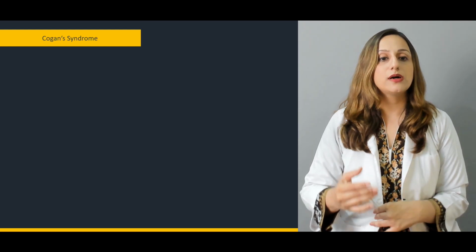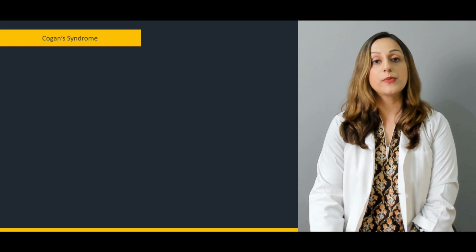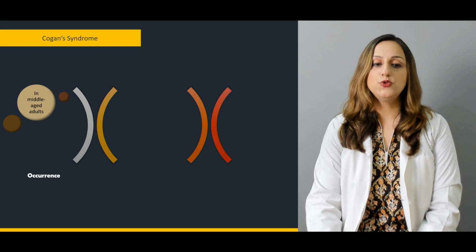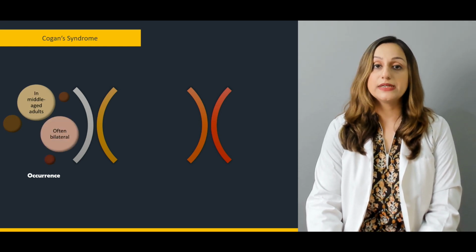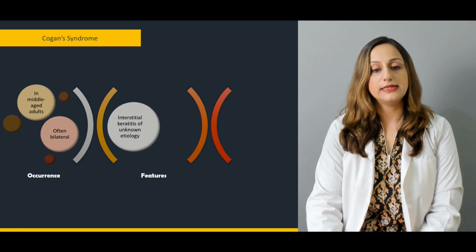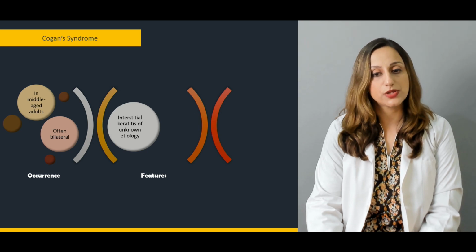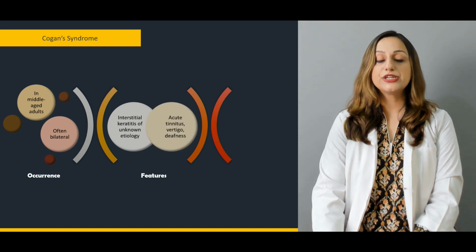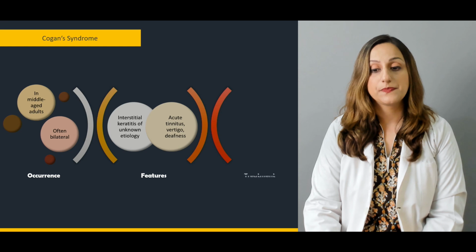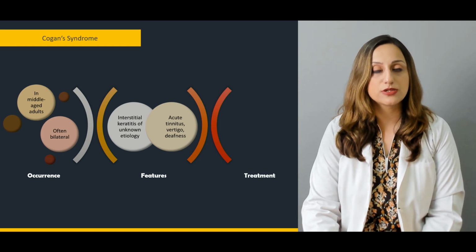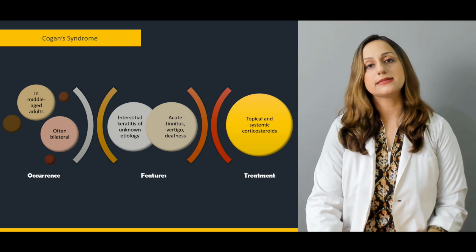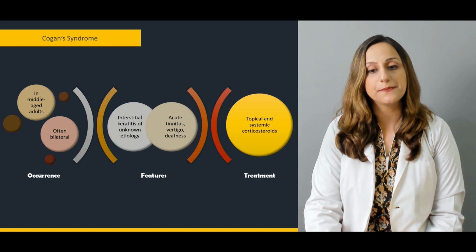So you can also see over here that the patient is also suffering from a vestibular kind of deafness. The occurrence is usually in the middle-aged adults, and often it is a bilateral condition. The features that are quite typical over here are the interstitial keratitis of an unknown etiology, as well as the patient would give you the history of acute tinnitus, vertigo, and even deafness. Once diagnosed with this condition, which is known as Cogan syndrome, the treatment that you would give for these patients are the topical and the systemic corticosteroids.